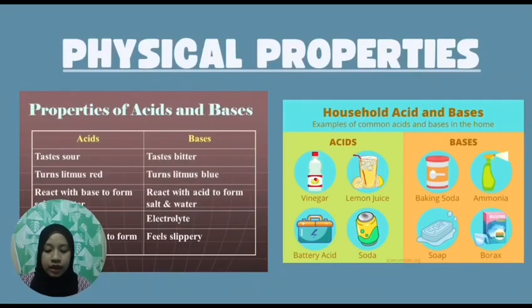For acid is electrolyte and for base is electrolyte as well. And for acid reacts with metal to form hydrogen gas, and for base is feel slippery. Here is example of common acid and base in the home. For acid, which is lemon juice, battery acid or soda. For base, baking soda, ammonia, soap.